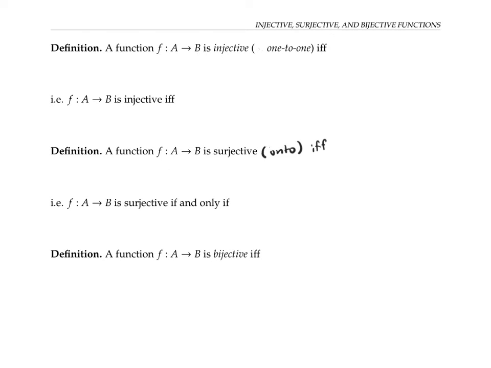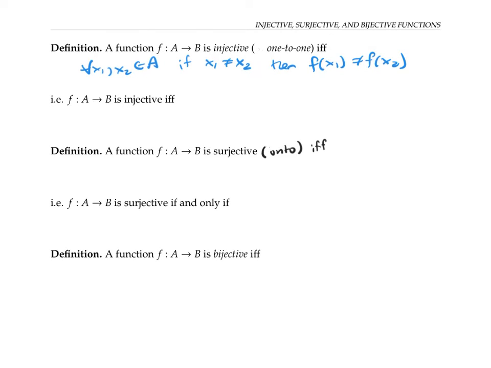A function f is called injective, or one-to-one, if it always sends different elements of A to different elements of B. In symbols, we can say the function f is one-to-one if for all x1 and x2 in A, if x1 is not equal to x2, then f of x1 is not equal to f of x2.